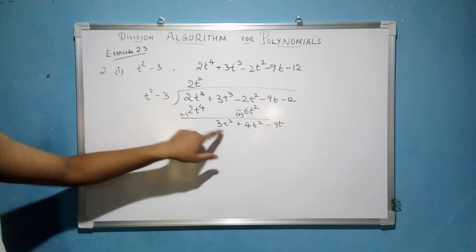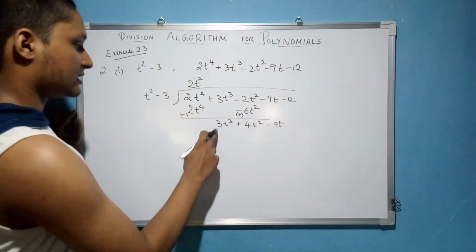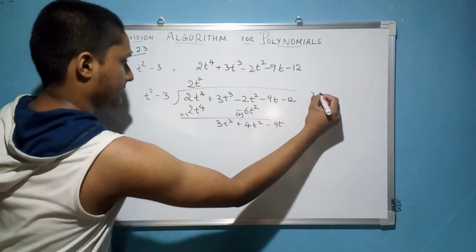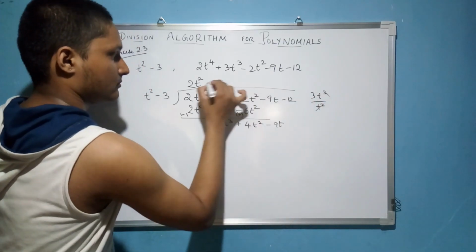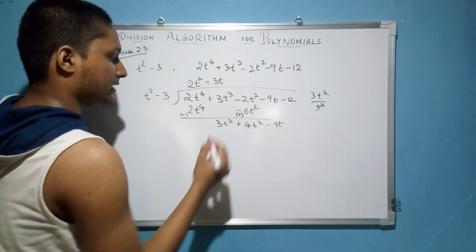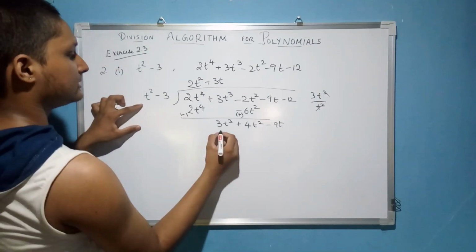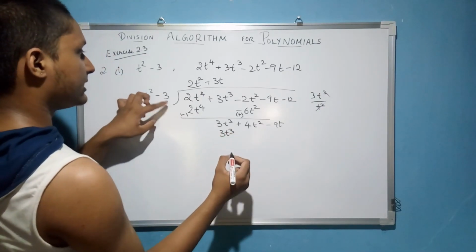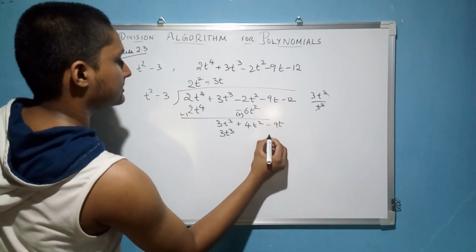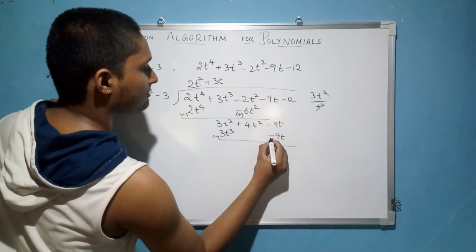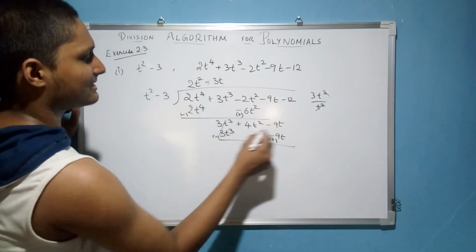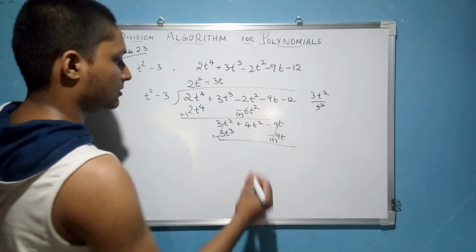Now the next term is 3t cube divided by t square, that comes to be 3t. 3t I need to write here. So just multiply this, it comes to be 3t cube here, and minus 3 into 3t, that is minus 9t. These two are going to be cancelled. Because they are same, I can just write it instead of changing the sign and writing all those things.